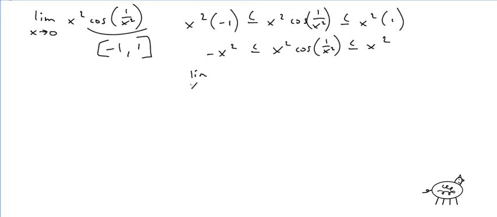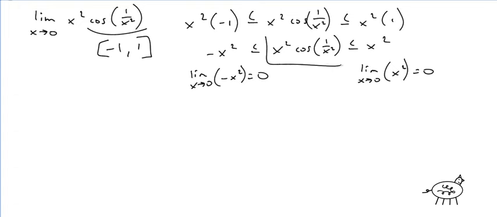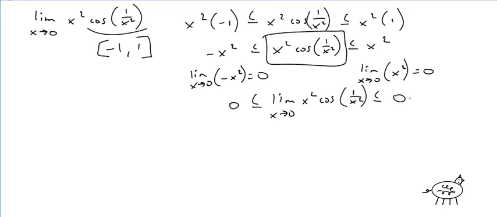The limit as x approaches 0 of negative x squared equals 0, and the limit as x approaches 0 of positive x squared equals 0. So that means this guy right here, math fans, the limit as x approaches 0 of x squared cosine of 1 over x squared, because it's between these two values, has to be between 0 and 0, which means it is equal to 0. And that's the right answer.